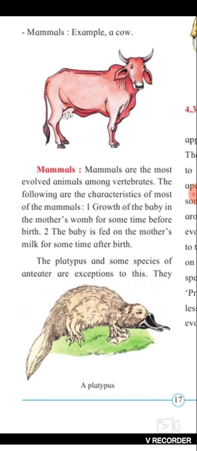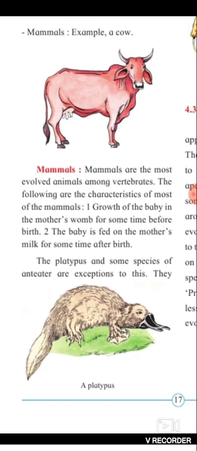Mammals. Mammals are the most evolved animals among vertebrates. Vertebrates means they have a backbone. So mammals, the evolved animals, have a backbone, so they are called vertebrates. The following are the characteristics of most mammals. Growth of a baby in the mother's womb for some time before birth. The baby is in the mother's womb. These are the mammals. In the second point, the baby is fed on the mother's milk for some time after birth. Likewise, human babies are fed by their mothers.